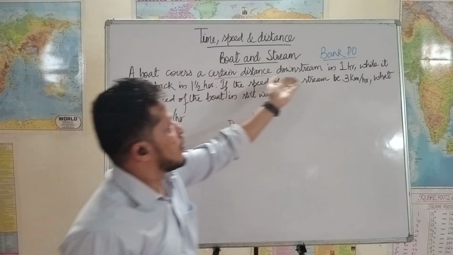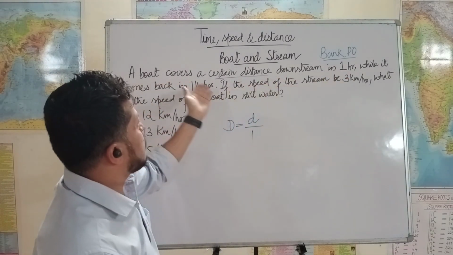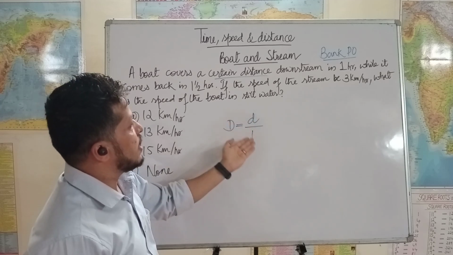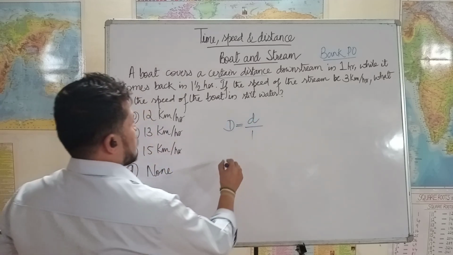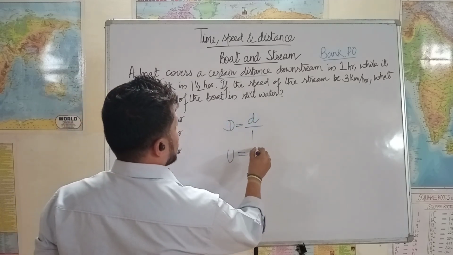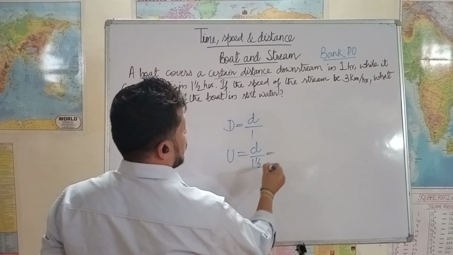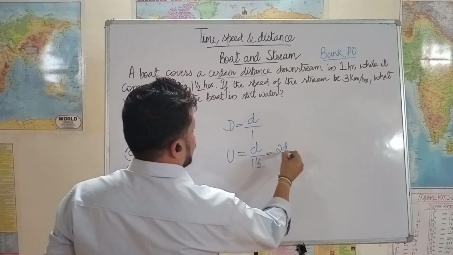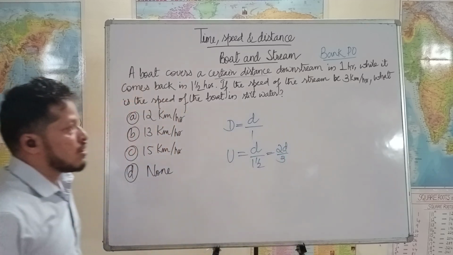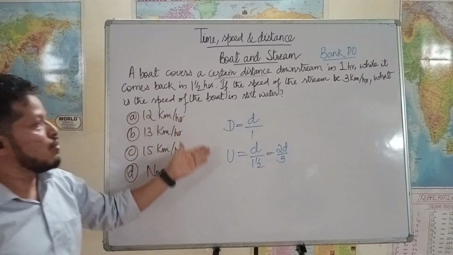Downward says it will go in 1 hour. So the downward speed is the distance traveled, D, in 1 hour. What is the upward speed? Upward, the same distance is traveled in 1.5 hours, which is 3 by 2. So the upward speed is 2D by 3. Now we have the values of D and U.